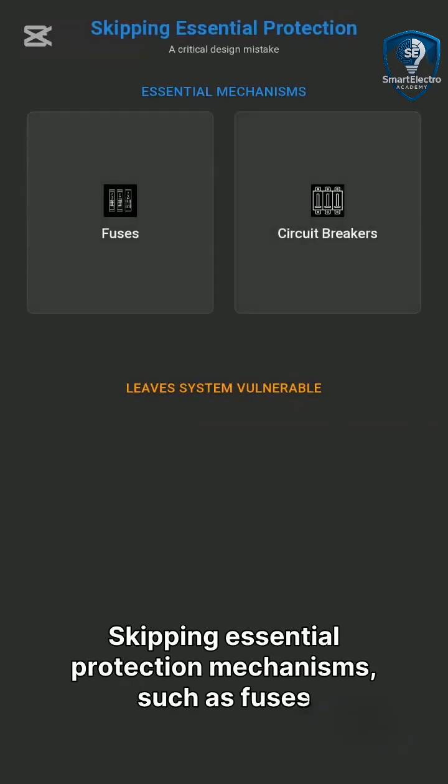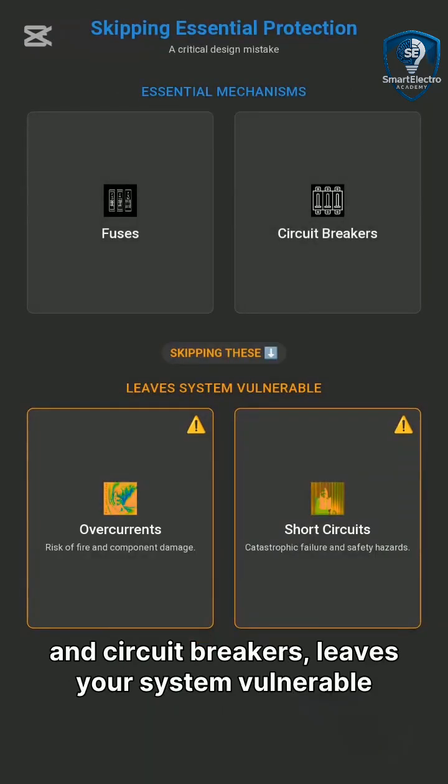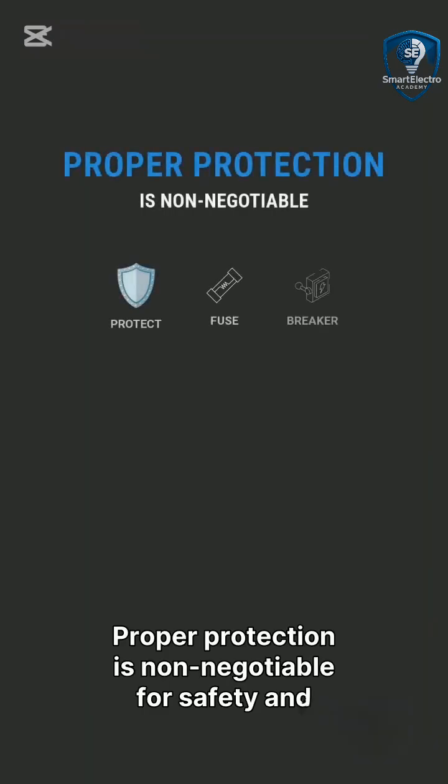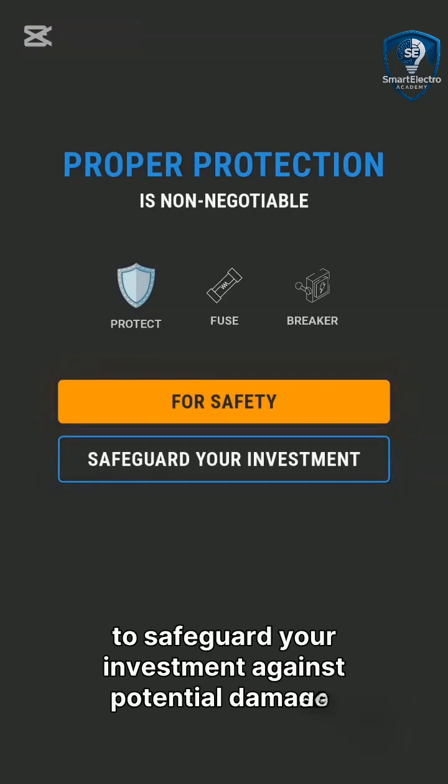Skipping essential protection mechanisms, such as fuses and circuit breakers, leaves your system vulnerable to dangerous overcurrents and short circuits. Proper protection is non-negotiable for safety and to safeguard your investment against potential damage.